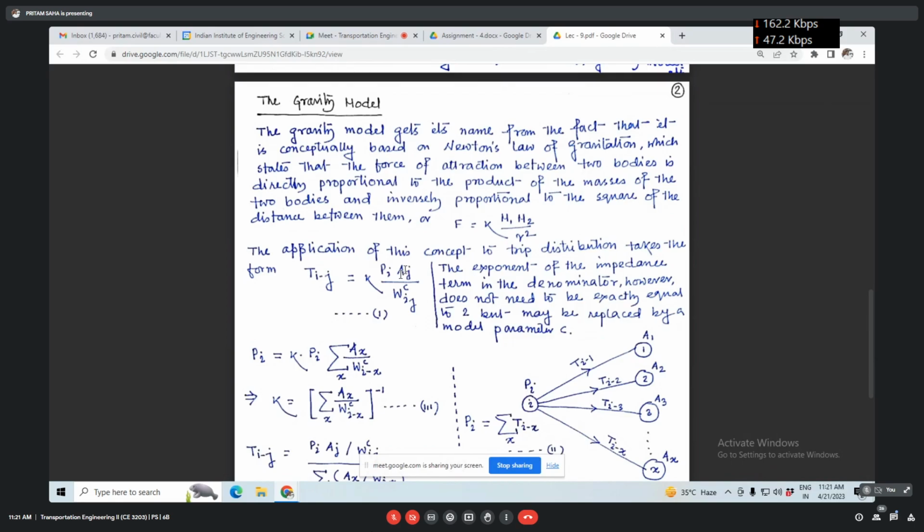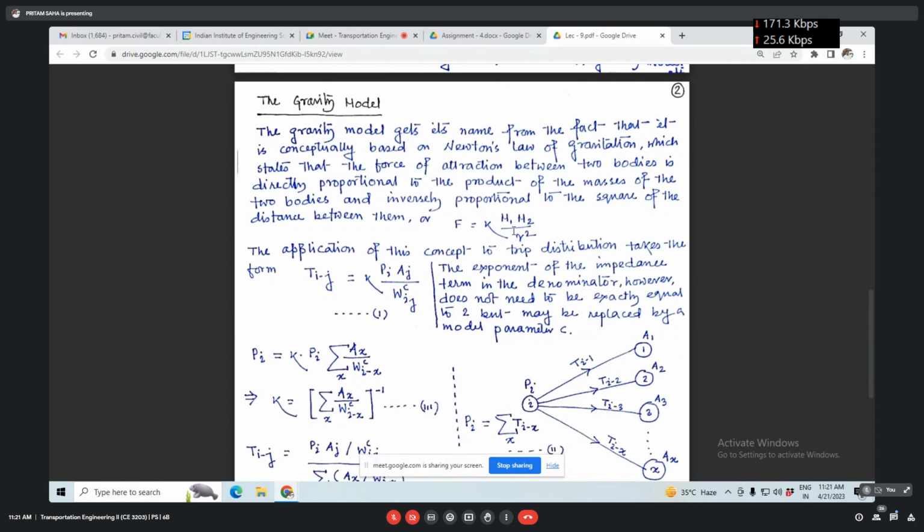So the primary condition is what? There must be some amount of trip production, there must be some trip attraction. Then only you can expect trip interchange or trip exchange. And then R is what? Spatial separation. Since in our case, we always do not refer spatial such impedance in terms of distance.